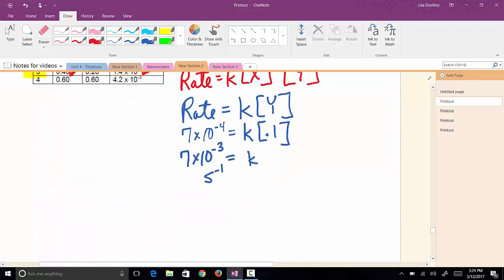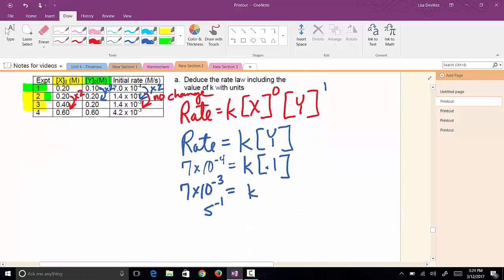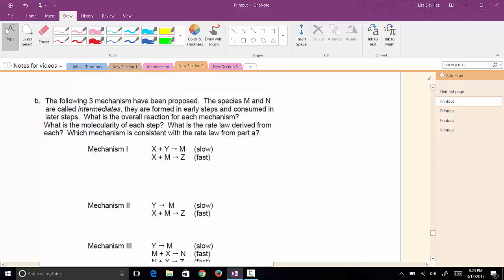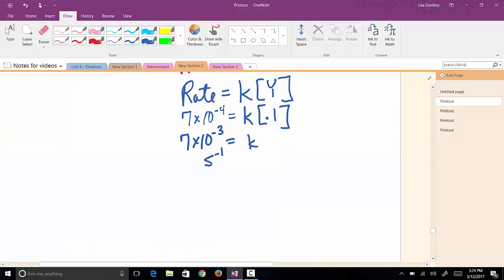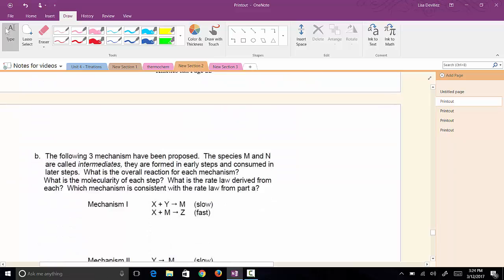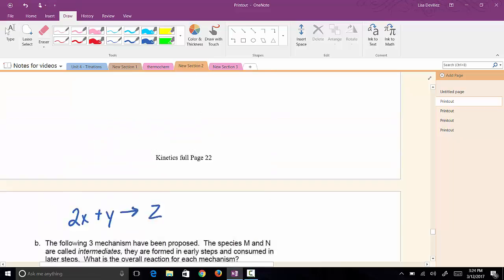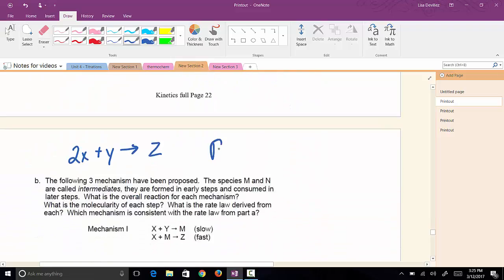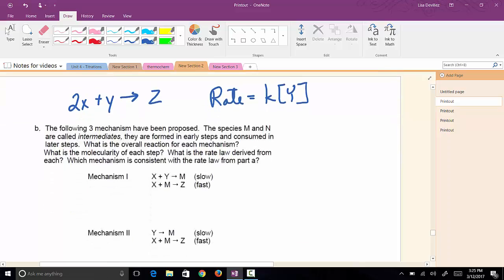All right, so that had nothing to do with reaction mechanism, but that was a little review for you. Okay, so the following 3 mechanisms have been proposed, and we want to evaluate them to see, one, do they add together to give us our balanced equation, which was 2X plus Y yields Z. And we also want our experimental rate law, which is rate equals k[Y]. So it has to agree with both to be a valid mechanism.